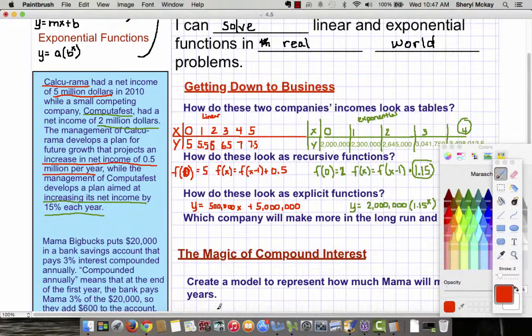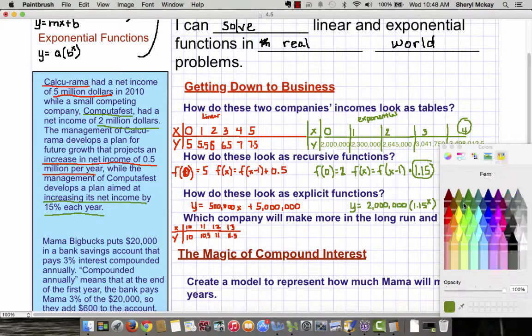So I'm going to go ahead and write when x is 10 years, y is 10 million, okay? And when x is 11, then y is going to be 10.5. And when x is 12, y is going to be 11. And when x is 13, y is going to be 11.5, okay?